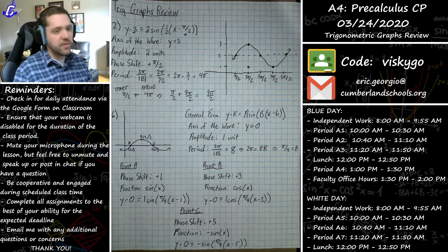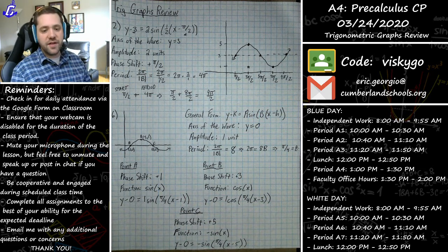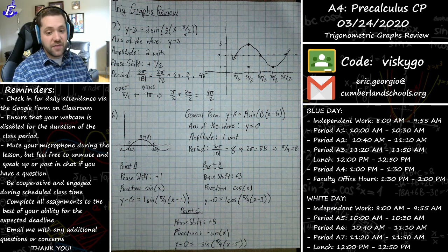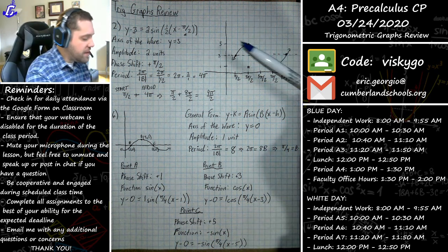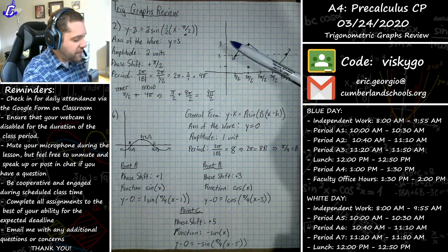Jacob had a great question when relating to graphs. He said, I still find setting up the y-axis to be confusing. How do I know how much space to leave in the positive and negative areas? When you're actually drawing a graph, I think that's a great question. When you're drawing a graph, it's all about your axis of the wave and your amplitude.